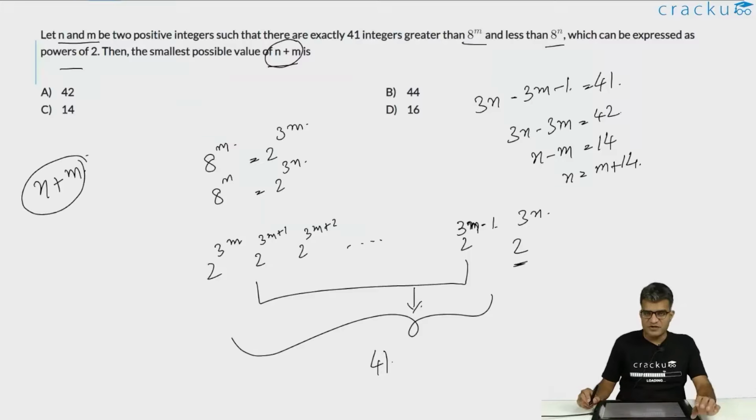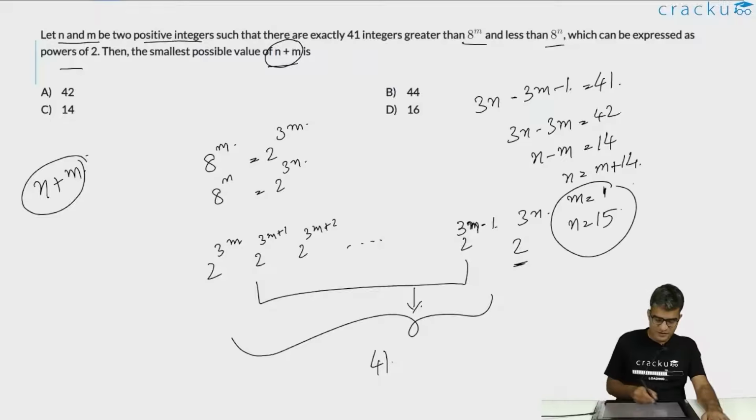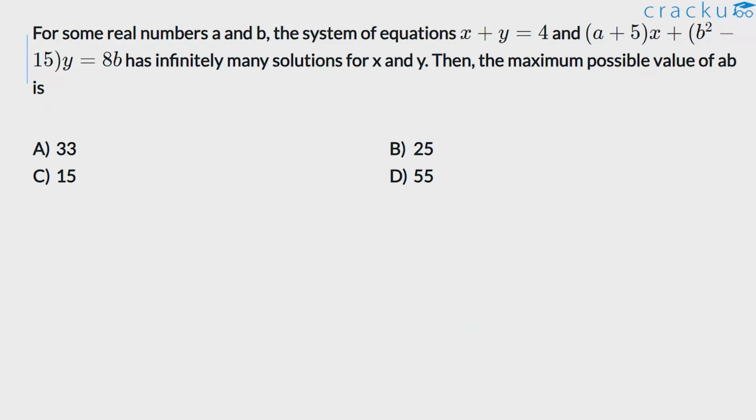If you are looking for the smallest value of n plus m, m will have to be 1 because n and m are positive integers, and if m is equal to 1, n will be equal to 15, and the value of n plus m will be equal to 16. So the smallest possible value is option D, which is 16.